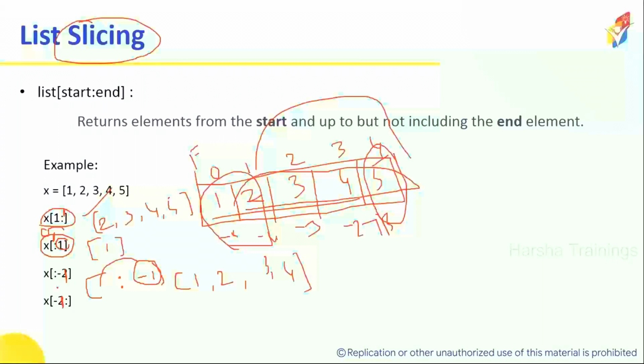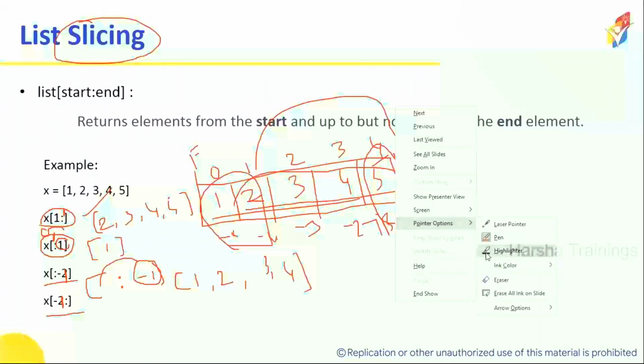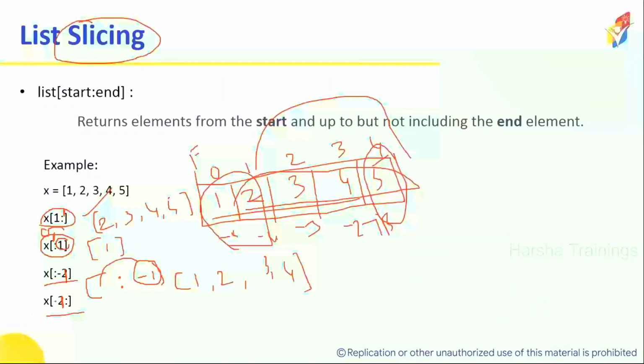Now, what is minus 1 colon? Let me take a different color pen. Here I am asking minus 1 colon. Here the ending I have not specified, but the starting is from minus 1 onwards. This is minus 1 onwards. What will come here? It is 5. Clear? Can you please respond?